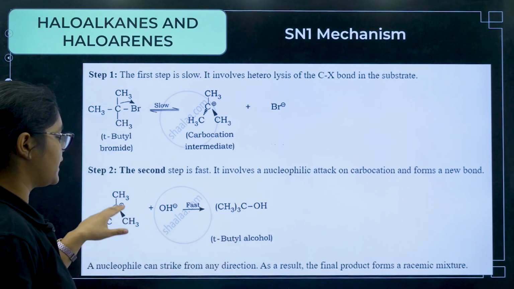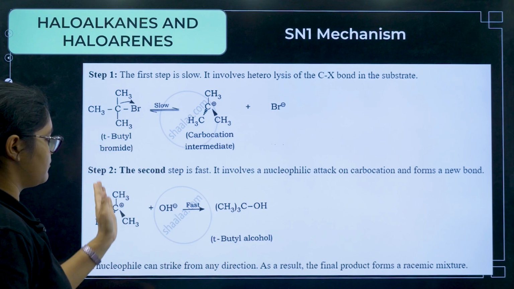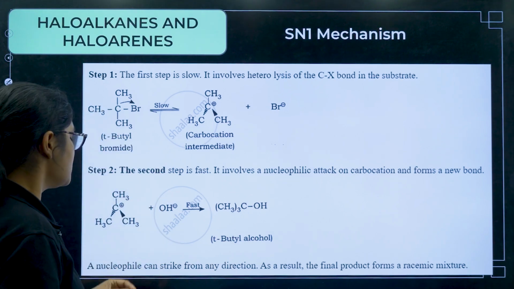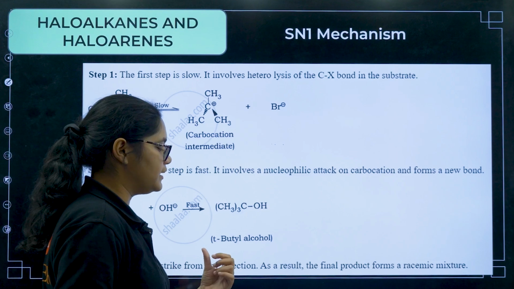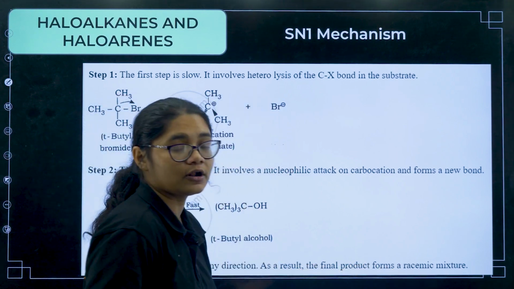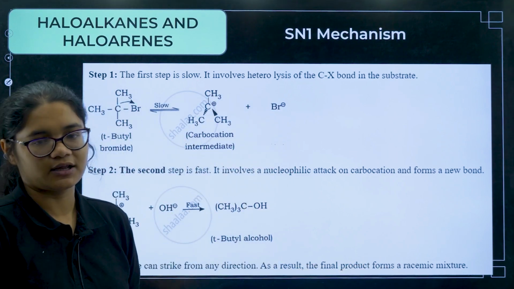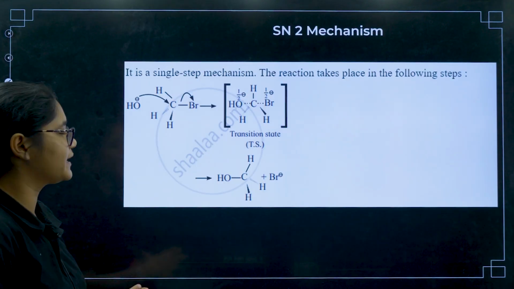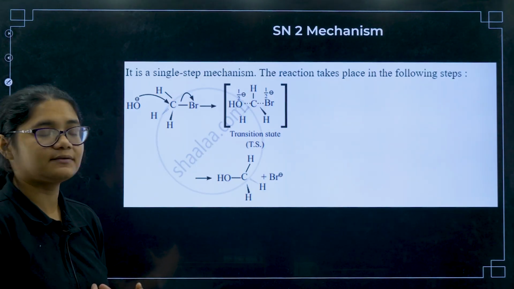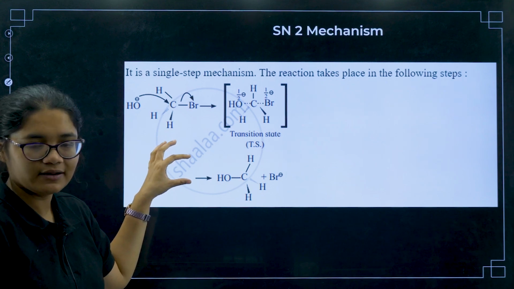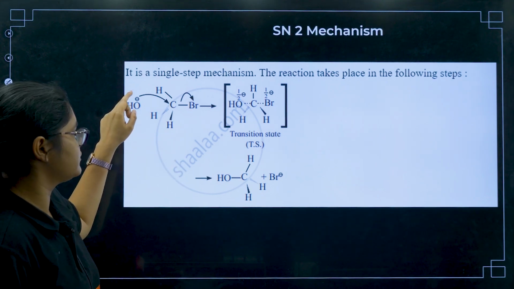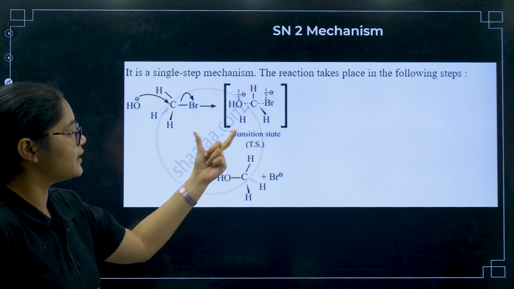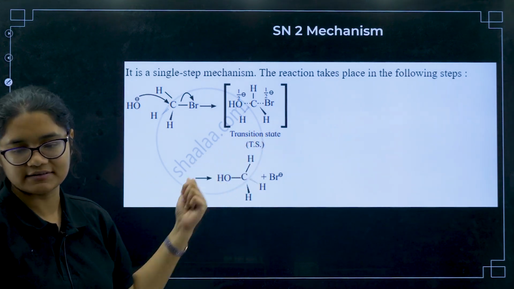Now since a carbocation is formed here, the nucleophile can attack from the front side also, from the back side also. So a nucleophile can strike from any direction. As a result, the final product forms a racemic mixture here. Now we have SN2 mechanism. In SN2 mechanism, what happens? We have a haloalkane, then we have a nucleophile. Now this nucleophile attacks on the carbon from the opposite side. So a transition state is formed in this reaction, right?